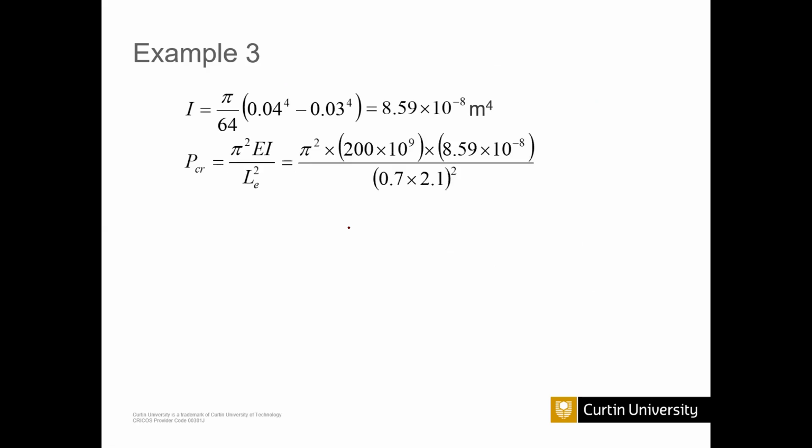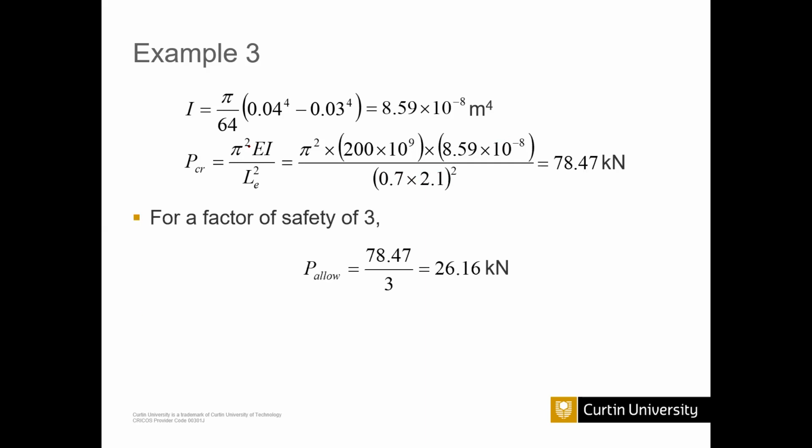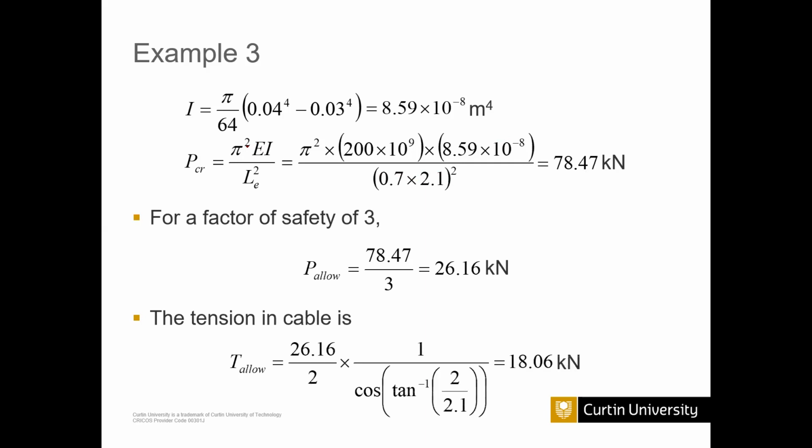So that information is provided in the equation, so you can easily grab that. Then critical load, as I told you, so substitute. After substituting the second moment of inertia and effective length, you will get the critical load. Then factor of safety, so that you can find out the allowable P load. Then tension. For the tension, you need to use that particular relationship from the force equilibrium.